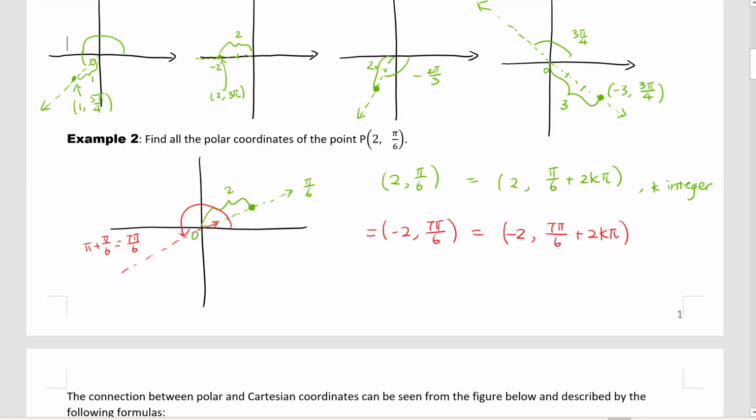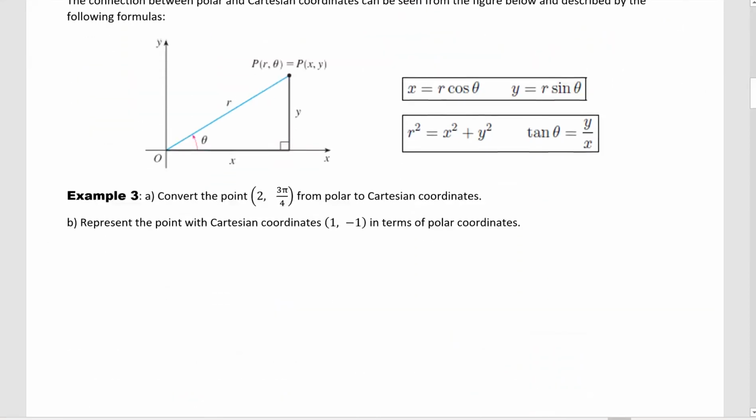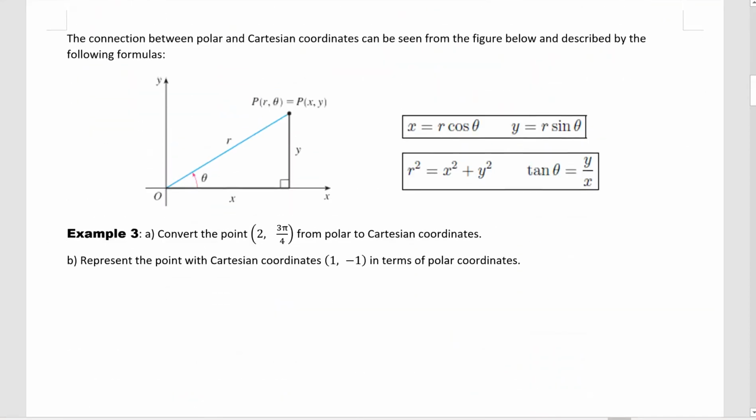Yeah, so you can see from example 2, we don't have a unique representation of the polar coordinates. A point can have infinitely many representations of the polar coordinates. Okay, so next, let's talk about the connection between polar and Cartesian coordinates. Cartesian coordinates are also called the rectangular coordinates. It means xy, okay?